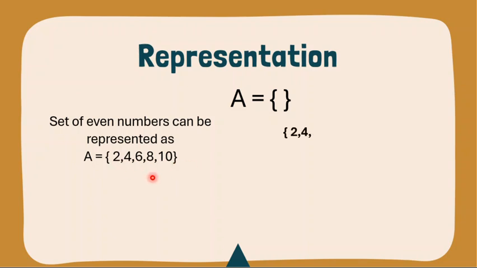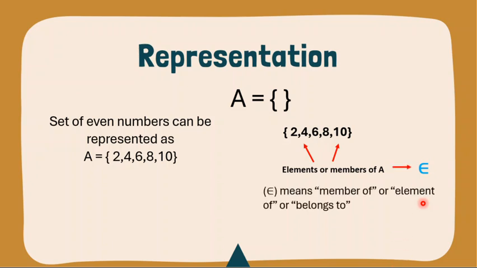The items 2, 4, 6, 8, and 10 have a name, and that name is elements or members of A. And so for this particular example, because 2, 4, 6, 8, and 10 are the items in the curly bracket, we say they are the elements of A or members of A. That phrase, members or elements, is also mathematically represented as this. So when you see this symbol, it reads members of or elements of or belongs to.